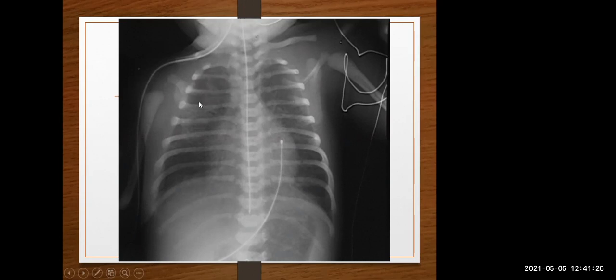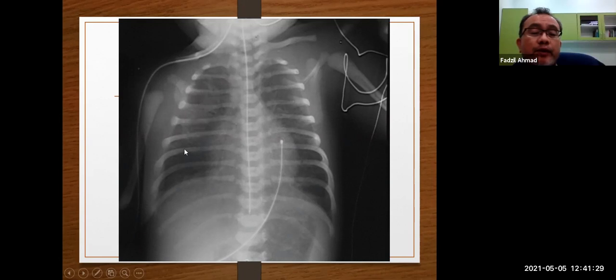You have to count the ribs, and this one by 5, it should be here already. But then you can see until 1, 2, 3, 4, 5, 6, 7. So by right only 6. 6, 7 go into here. And then you see the diaphragm. Diaphragm is flattening. Flattening of the diaphragms. So this is an indicator to you that it's a hyperinflated chest. Okay, anything?